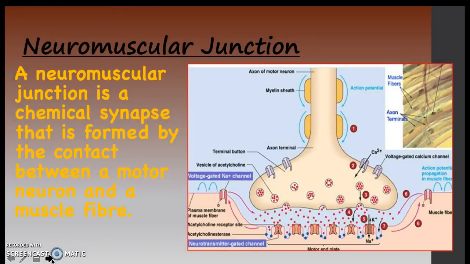Now we're going to be talking about the neuromuscular junction. A neuromuscular junction is a chemical synapse that is formed by the contact between a motor neuron and a muscle fibre. This is where the central nervous system receives an impulse and then sends a further impulse down the motor neuron. Once the impulse has reached the synapse, it chemically releases a neurotransmitter called ACh, also known as acetylcholine. This chemical then diffuses along the synapse and binds to the receptor sites on the muscle, and once enough ACh has diffused across these receptor sites, the impulse can continue down the muscle.